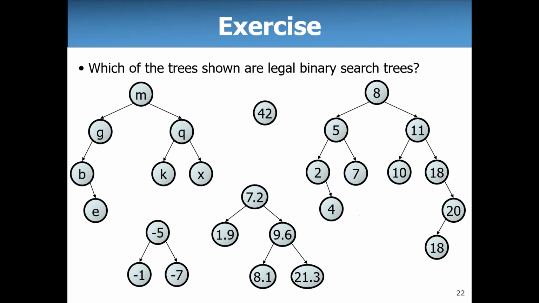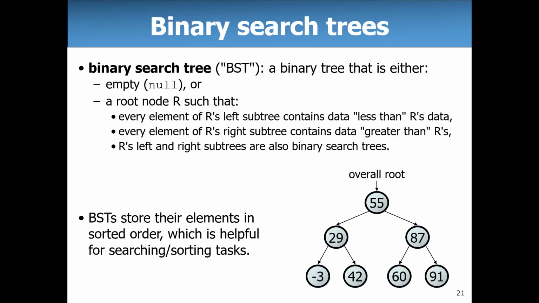So these are some examples. A binary search tree has some rules. They are in sorting order. As you can see, every subtree on the left side contains data less than the root's data, and the right side has data greater than the root. And a binary search tree is either empty or the root is like this.